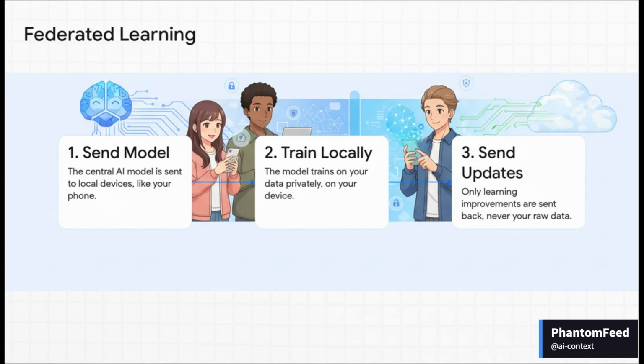We all want smarter AI, right? But we also really value our privacy. Well, federated learning offers this really clever solution. Instead of sending all your personal data to some central server, the AI model itself comes down to your device, like your phone's keyboard. It learns from your typing to improve its predictions right there, locally. And then it only sends back the general improvements, the learning, not your actual messages. It's a really powerful way to make AI better for everyone while keeping your information secure.